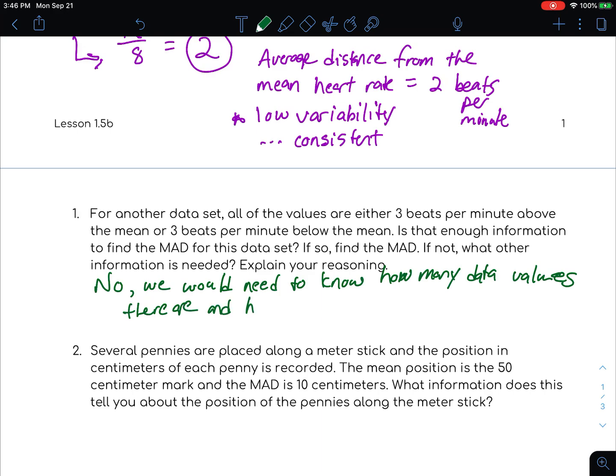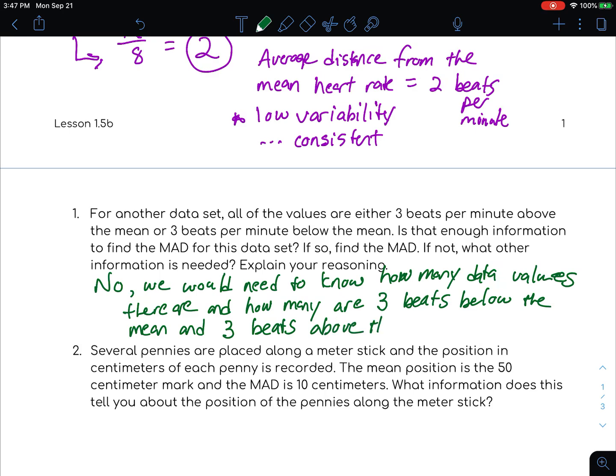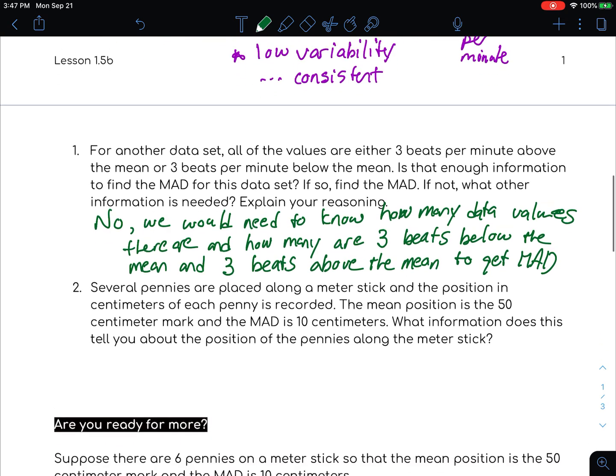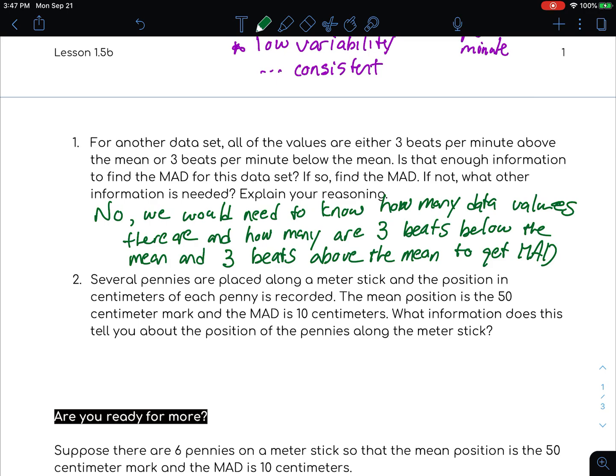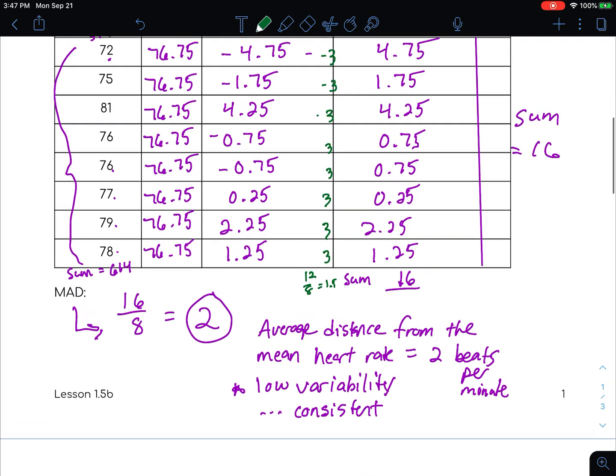And how many are 3 beats below the mean and 3 beats above the mean to get the MAD? All right, we need to see those data values. So just knowing that some were 3 below and some were 3 above doesn't quite give me enough information, as I just explained here above.